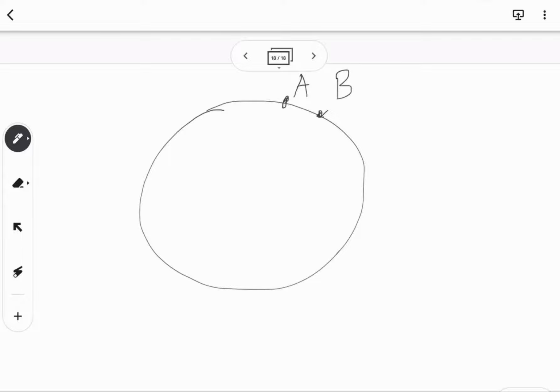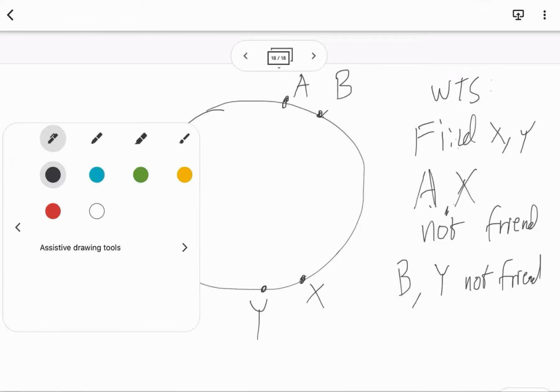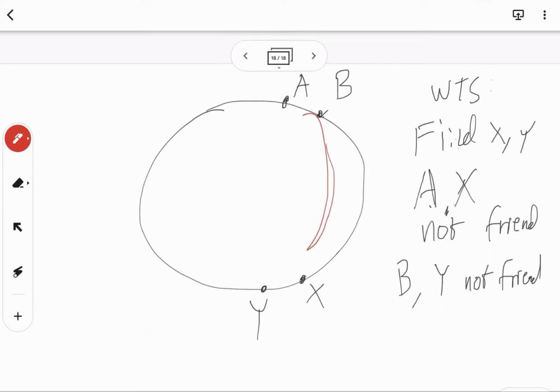Well, basically the idea is you want to find some x and y. Let me write this. You want to find x and y where a and x are not friends, and then b and y are not friends. And then what you can do is you can take this thing here and reverse it, right? I guess flip it.